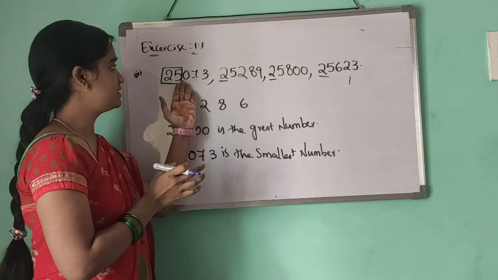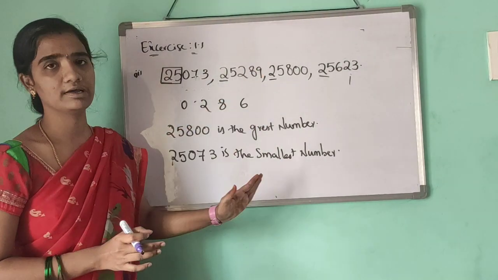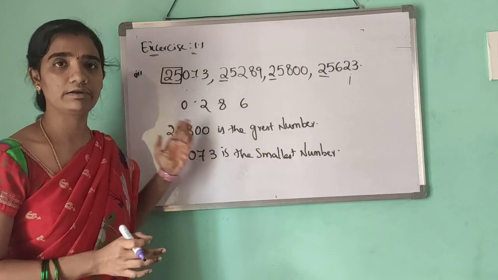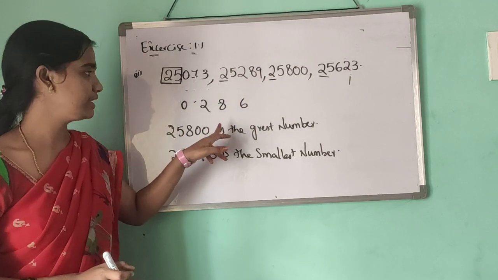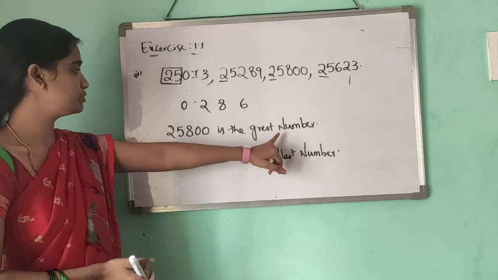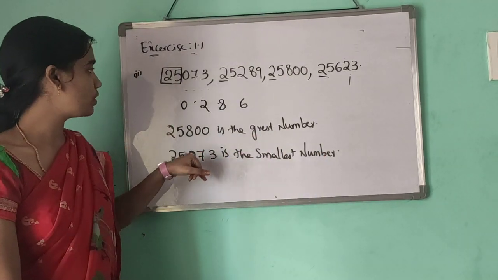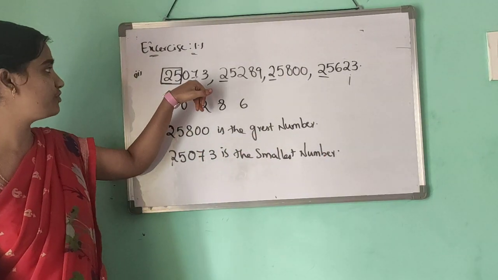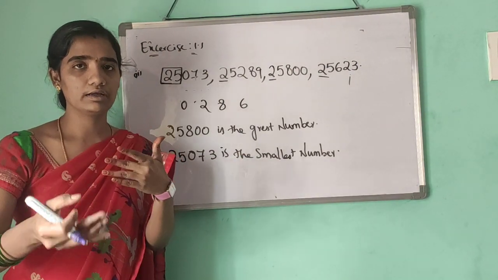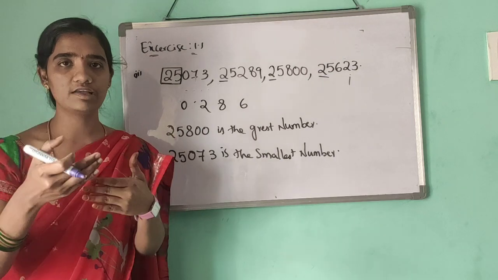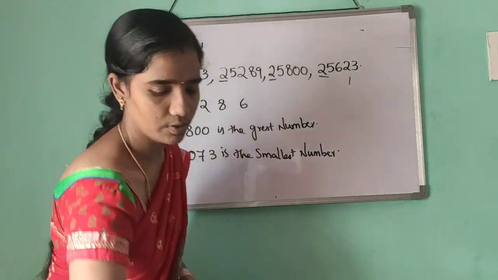By using these 10th position numbers, compare which is the greatest number and which is the smallest number. Among these 4 numbers, here 8 is the greatest. So you have to put 8525800 as the greatest number. Among the smallest, 0 is the smallest, so 25073 is the smallest number. In this way, you find the greatest number and smallest number among the given numbers. You have to do this process. Okay.